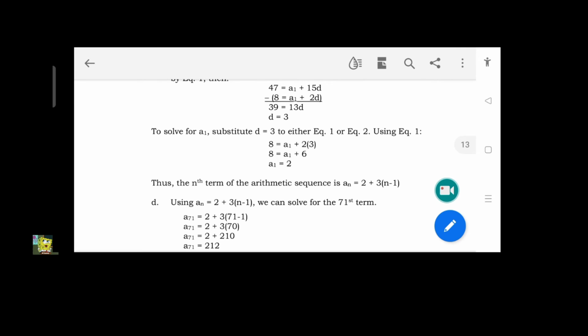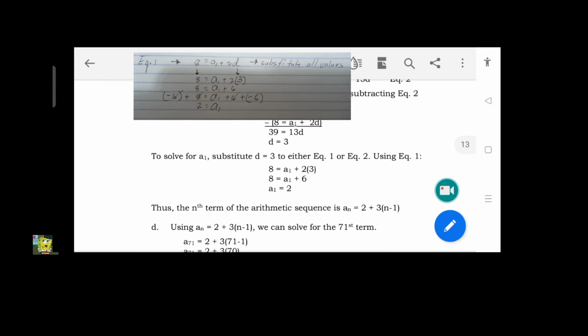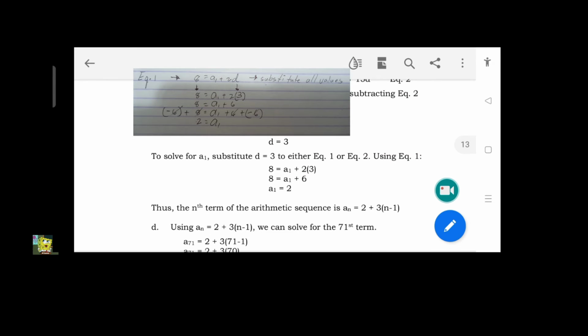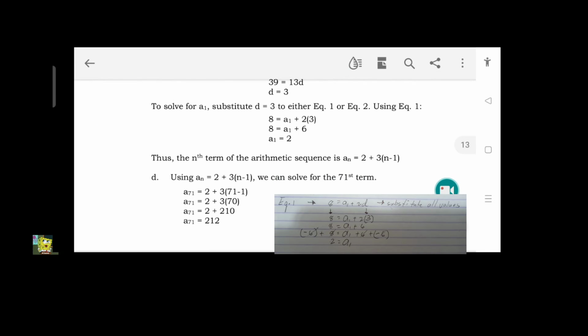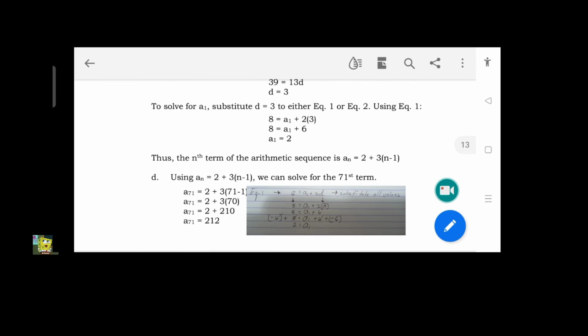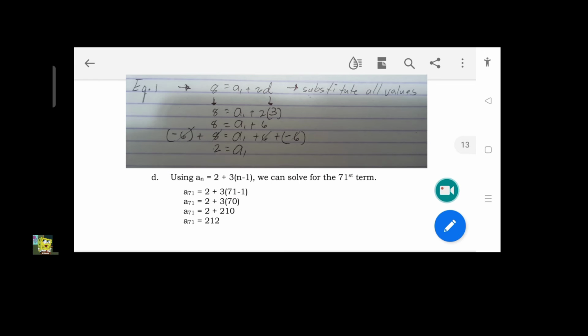To solve for a sub 1, substitute d equals 3 to either equation 1 or equation 2. In this problem, we use equation 1. If equation 1 is 8 equals a sub 1 plus 2 times d, and the value of d is 3, we substitute d by 3, and we get 8 equals a sub 1 plus 6. Then apply addition property of equality, add negative 6 on both sides. The answer is a sub 1 equals 2.